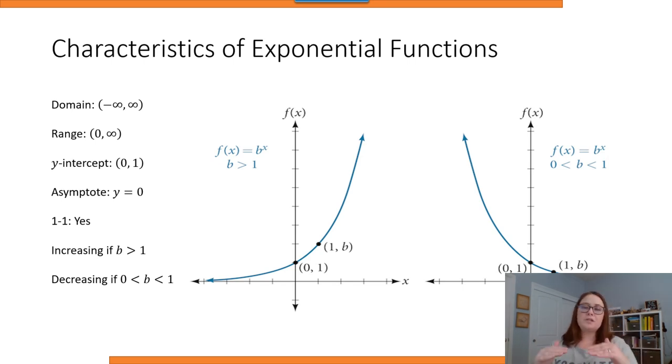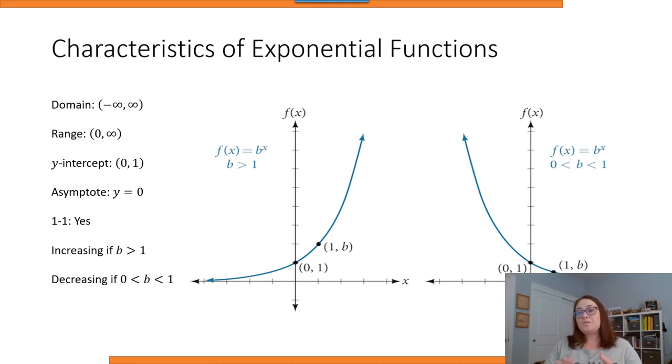The range, however, we can see they both approach 0 as we go off to the right or left, depending on the value of b. But they approach 0 and never actually hit it. So the range goes from 0 to infinity, not including 0. And there is an asymptote at y equals 0.